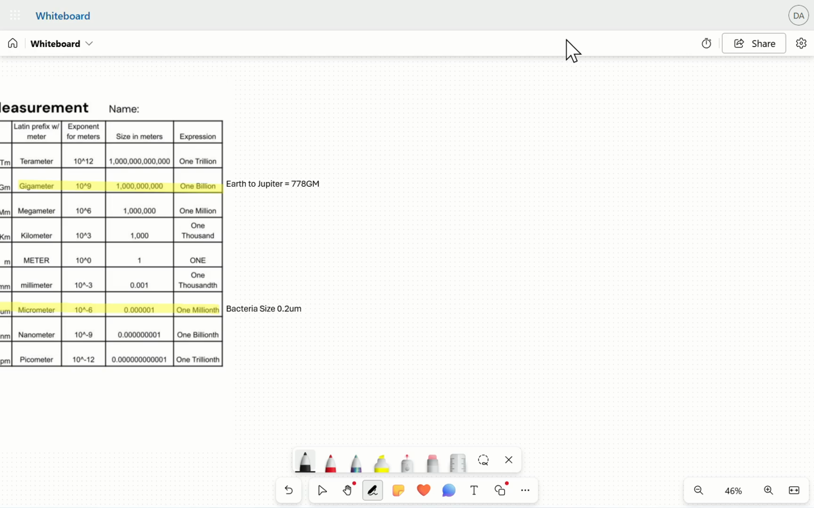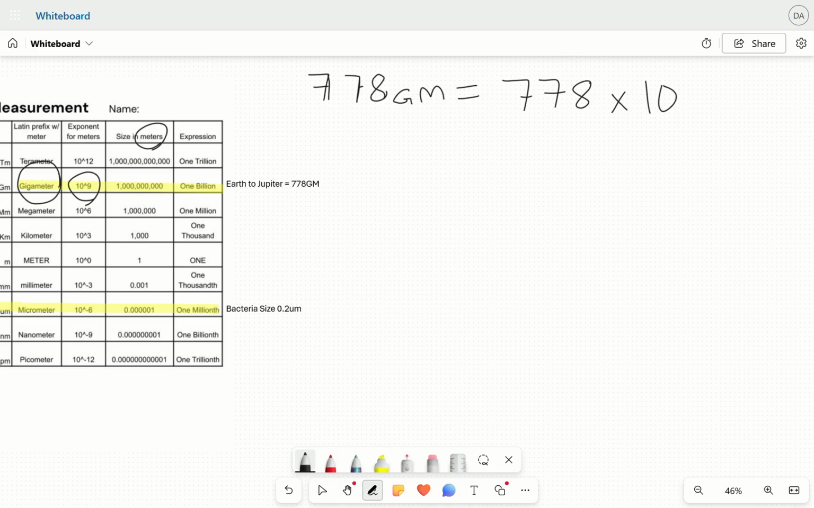In this video, I'm going to show you how to convert super large metric units, like gigameters, into meters using the exponent. So we know that the distance from Earth to Jupiter is 778 gigameters. That is the same exact distance, same thing as saying 778 times 10 to the power of 9 meters.